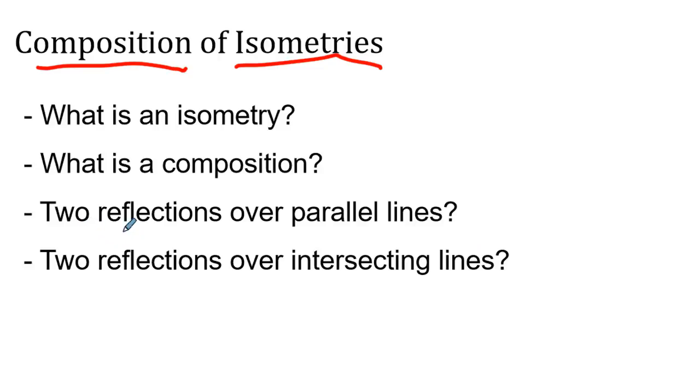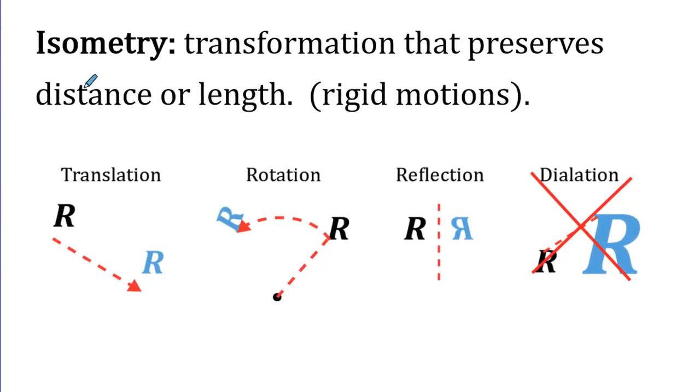If you do two reflections over parallel lines, what in the world happens to that figure? And then, if you have two reflections over intersecting lines, what happens to that figure? Okay, so some magical stuff happens. Let's check it out. So first of all, what in the world is an isometry?